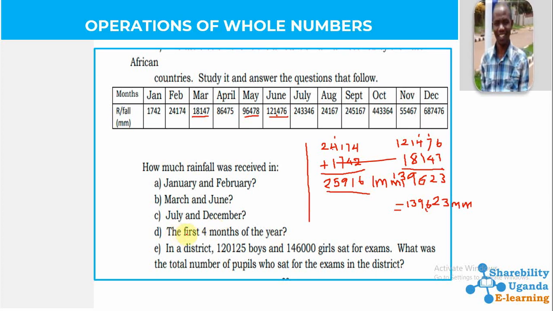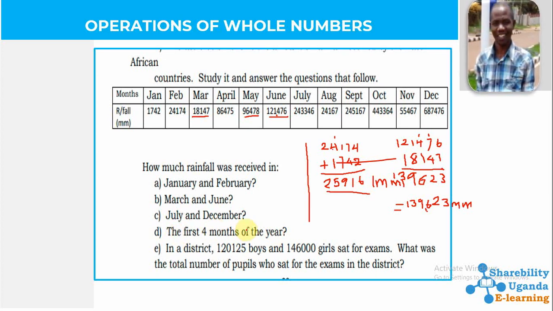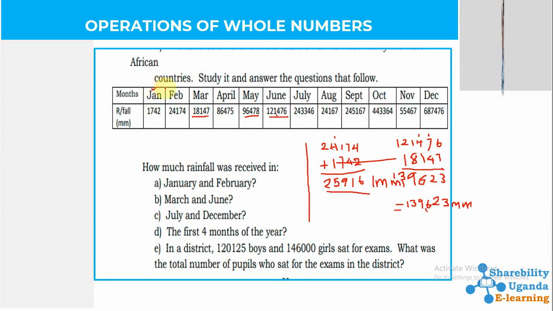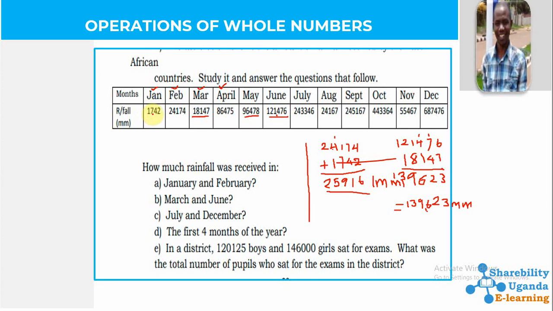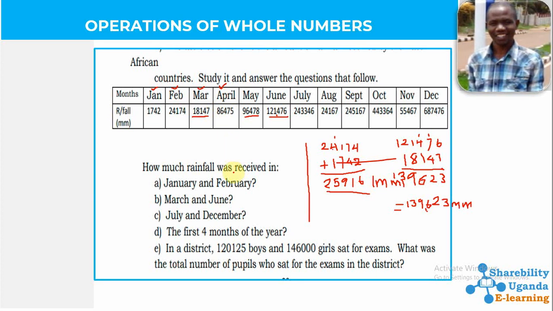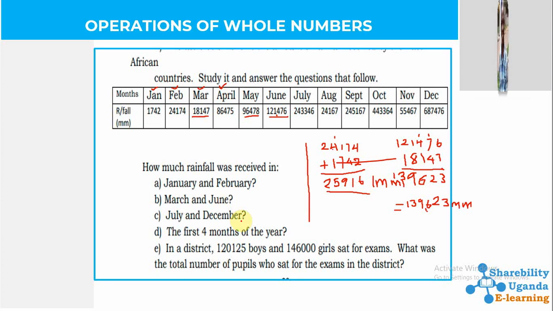They are also asking the first 4 months of the year. So when they talk about the first 4 months of the year, we count them. This is the first, the second, the third, the fourth. So this simply means you'll be able to get this in millimeters, this also in millimeters, this also in millimeters. You add them together to get the right answer. Okay, so we are totally going to be handling this other number. You will try out this one and also this one.